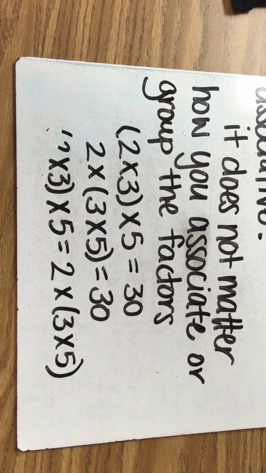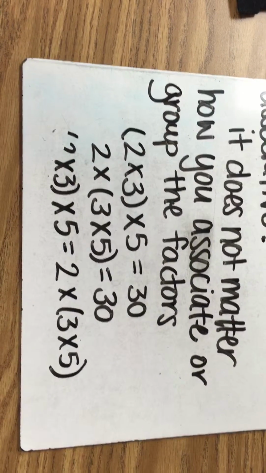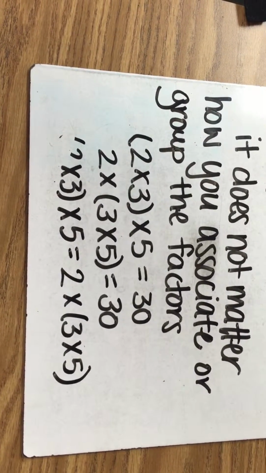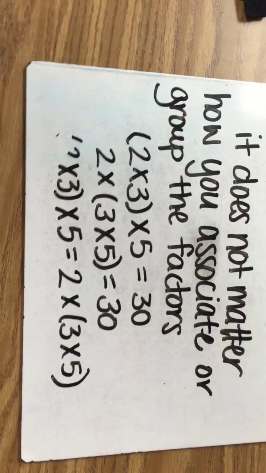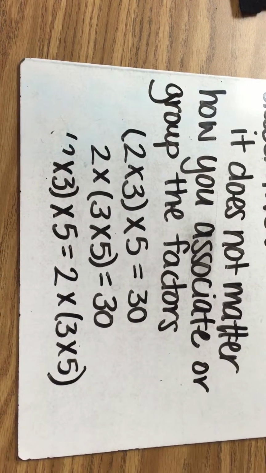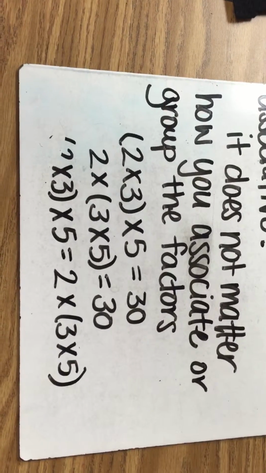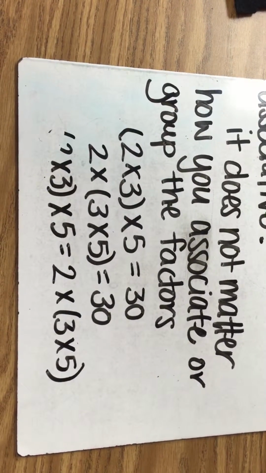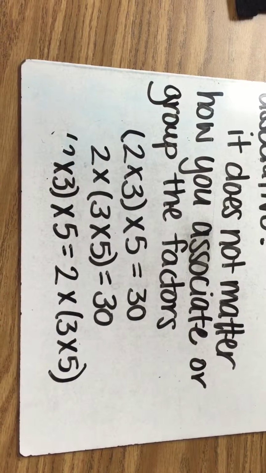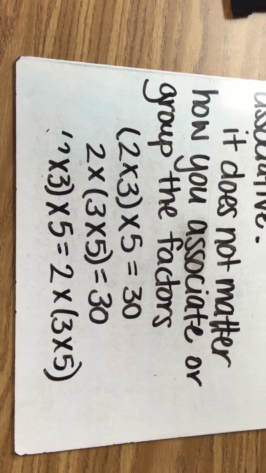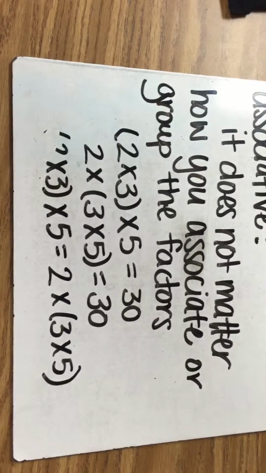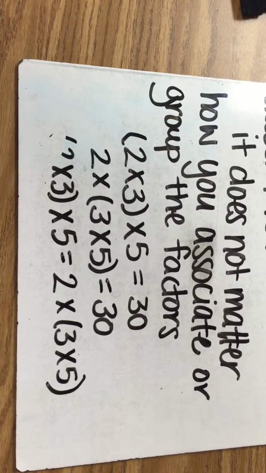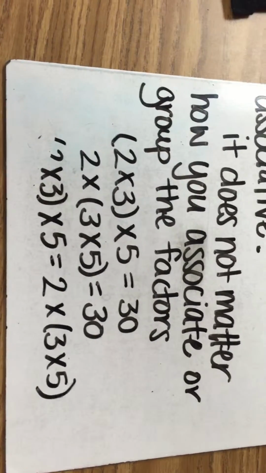2 times 3 times 5 is 30, but if we group the 3 and the 5, 2 times 3 times 5 is 30. In the first equation, 2 times 3 is 6, and 6 times 5 is 30. In the second equation, 3 times 5 is 15, and 15 times 2 is 30. Therefore, 2 times 3 times 5 is the same as saying 2 times 3 times 5.